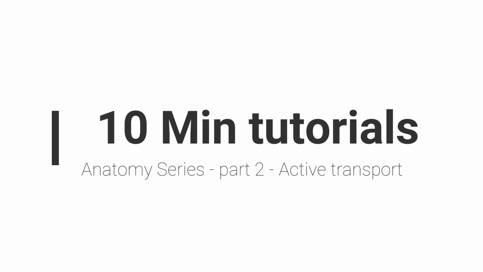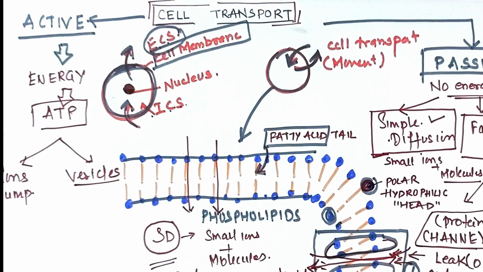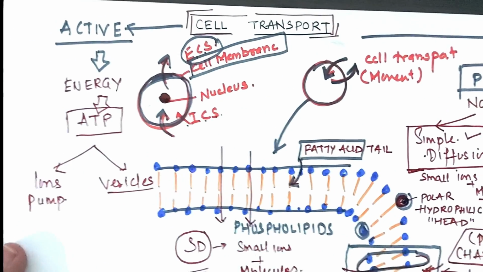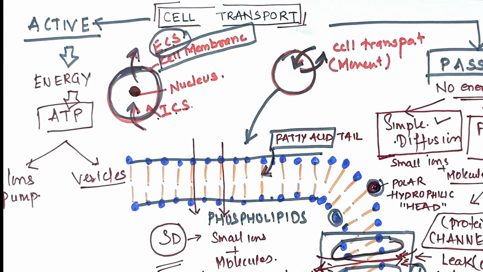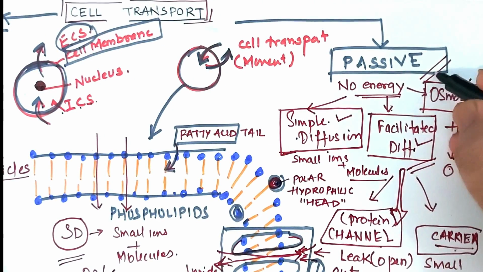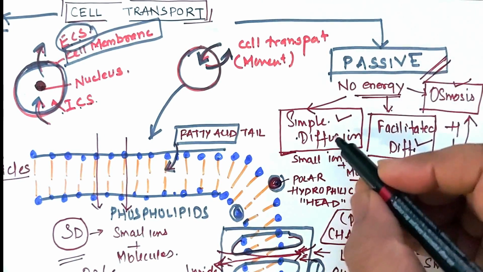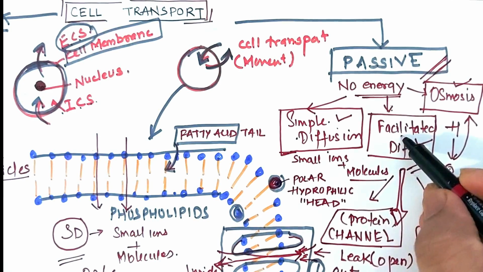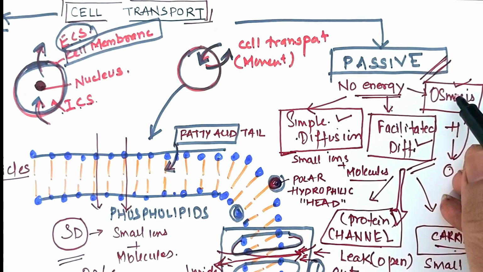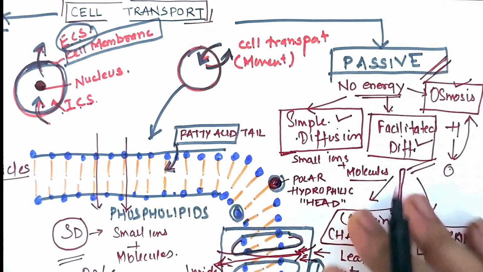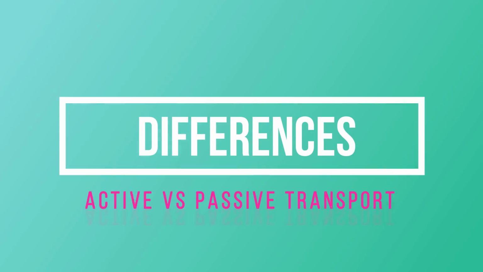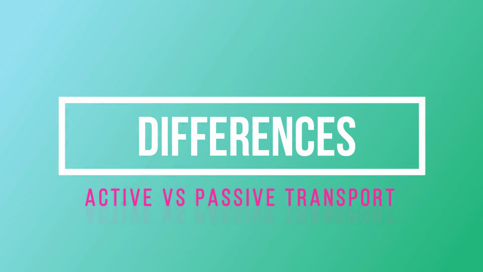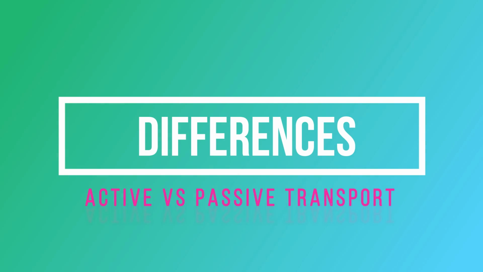Today in part 2 of cell transport, we are going to discuss active transport. In the last video, we discussed the mechanisms of passive transport, that is simple diffusion, facilitated diffusion and osmosis. Let's first start with the difference between what exactly active transport is and what passive transport is.